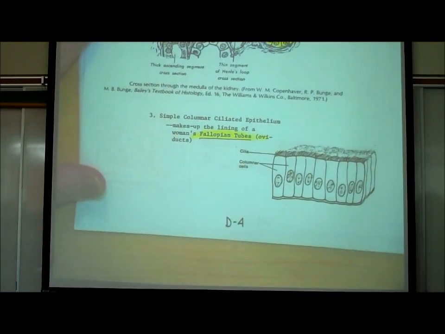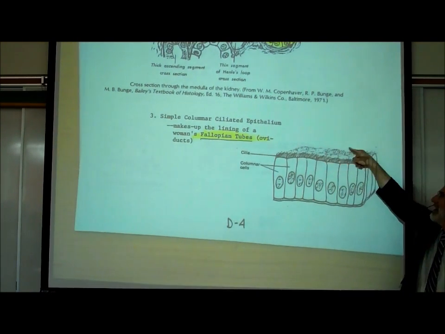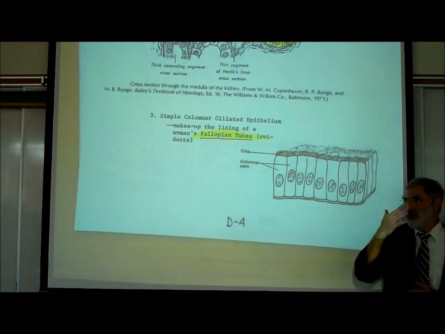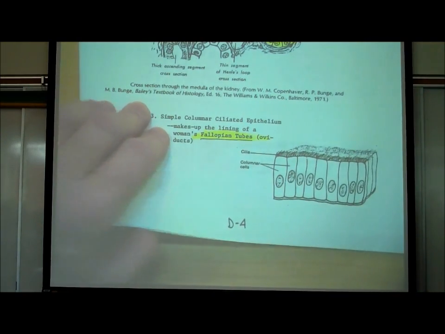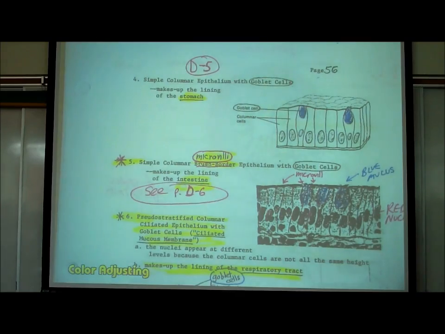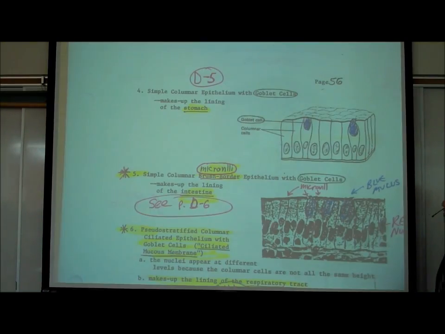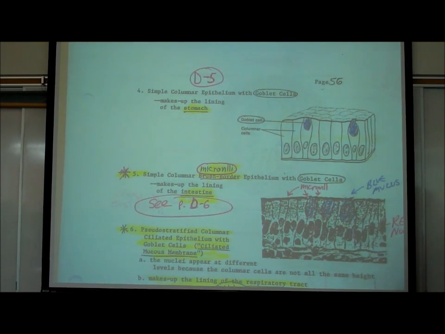Another tissue we said you didn't have to see under a microscope, but just know about, is simple columnar ciliated epithelium. That forms the inner lining of the fallopian tubes, or oviducts, and the cilia push the egg or embryo. On page D5, another tissue, all you have to do is just know about it, but you don't have to recognize it. The purpose of the mucus is to coat the inside lining of the stomach to shield it against the hydrochloric acid and enzymes.